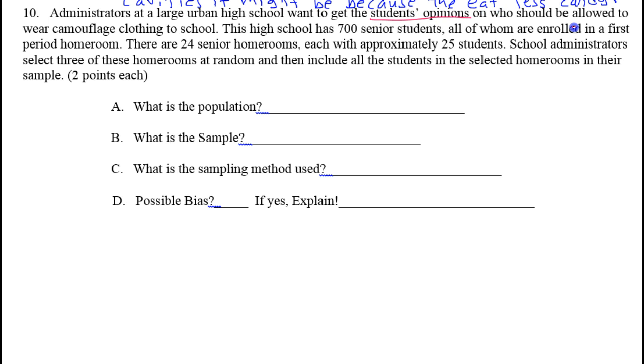Students. All right, I haven't read the rest of the question yet. Did they say sophomores, freshmen, juniors, seniors? Who do they want to know about? They did not specify. They just say they want to get the students' opinions. So that means all students. You know, unless they specifically say otherwise. So that's the population. The students.